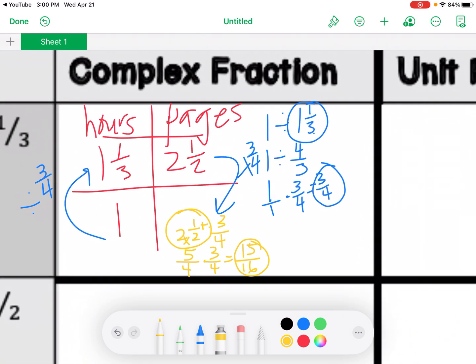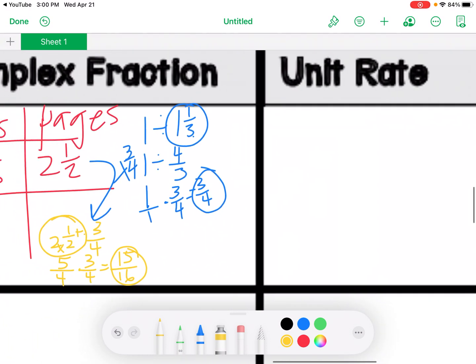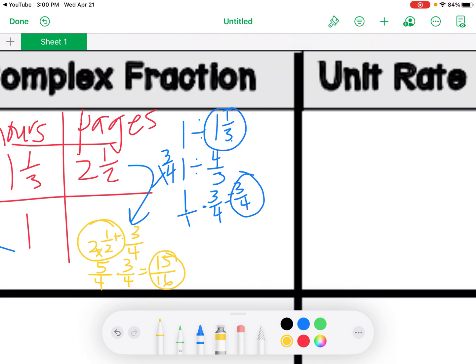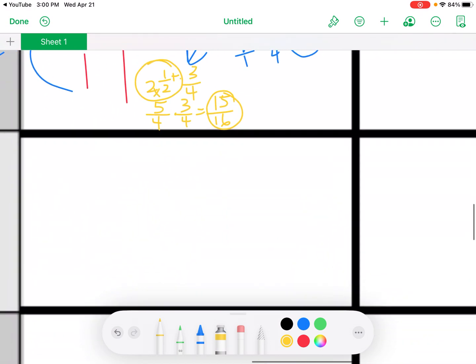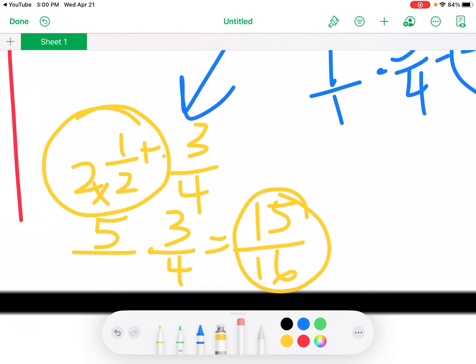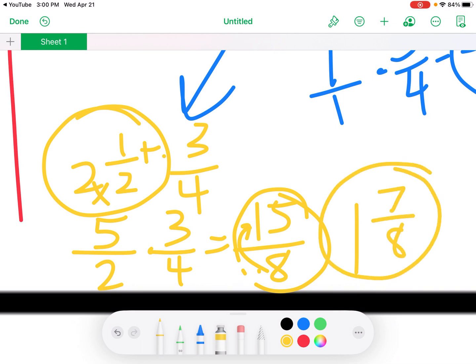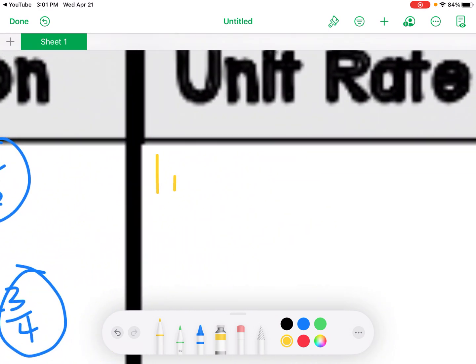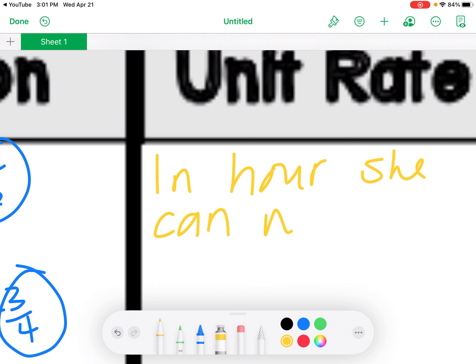So my answer is, in 1 hour, oh wait, I changed that denominator, because that didn't make sense. I changed the denominator to a 4. That denominator should be a 2, which changes my answer here. That should be an 8. So now I have to think, okay, how many times does 8 go into 15? 1 whole time. 15 minus 8 leaves me with 7 out of 8 parts. So in 1 hour, she can write 1 7/8 pages.